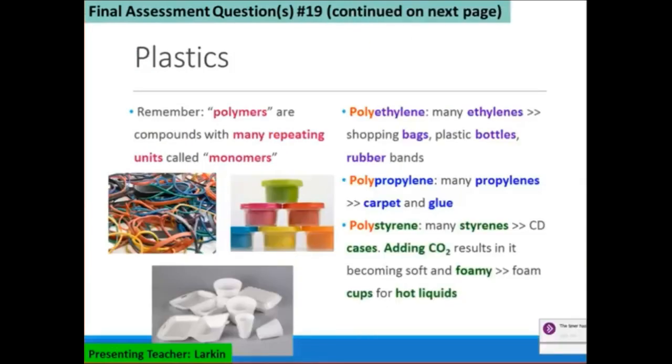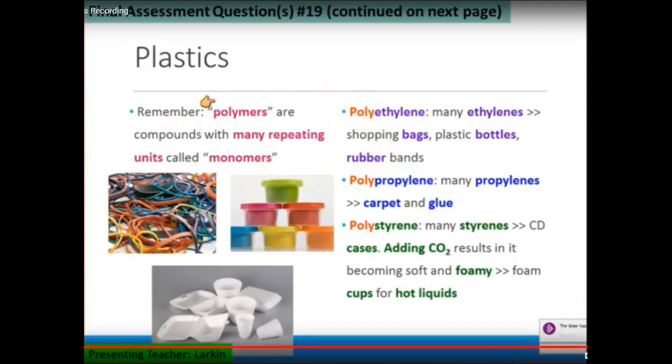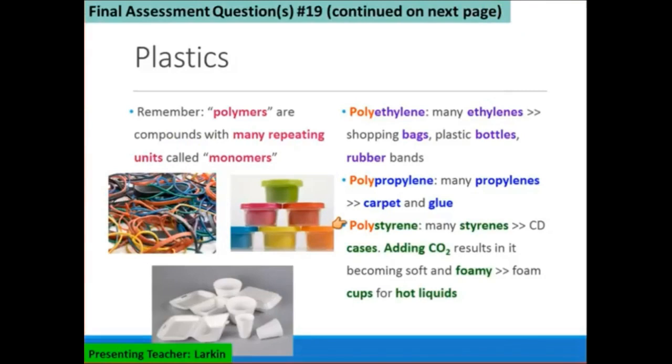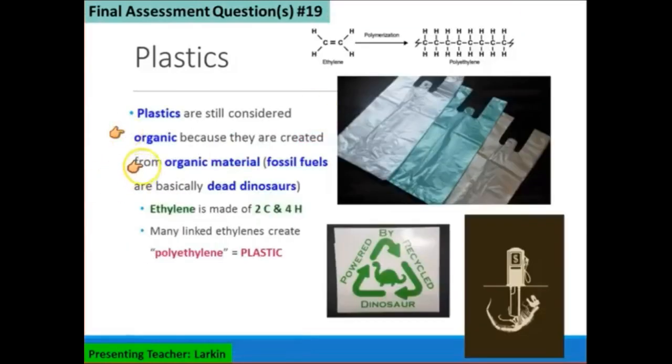Okay, so another type of organic molecule is plastic, which doesn't seem like it comes from living things, but remember they are formed from fossil fuels, which are basically dead plants and dead animals and dead dinosaurs. Plastics are polymers because they are made up of many repeating units called monomers. Okay, so they are polymers. That's a part of question number 19. That is a true statement. So for example, polyethylene is made up of many linked ethylenes. Polypropylene is made up of many propylenes. Polystyrene is made up of many styrenes. So they are polymers. They are also considered organic because they are created from organic material. Fossil fuels are once living organisms. And again, they are polymers. They're made up of many linked items together.